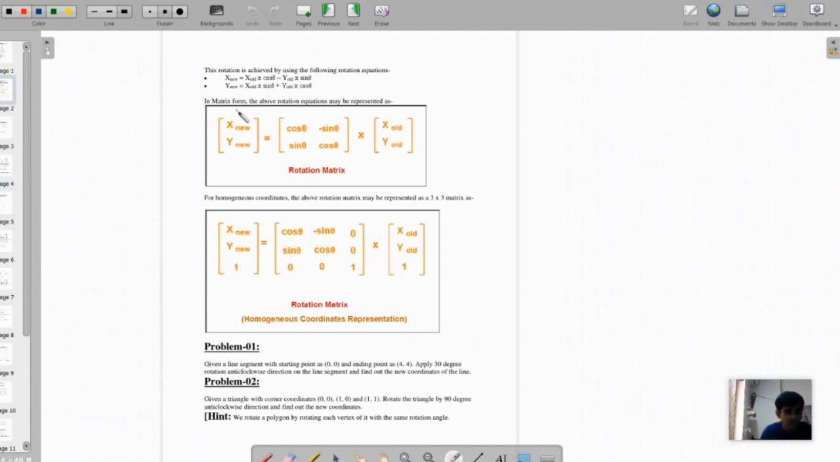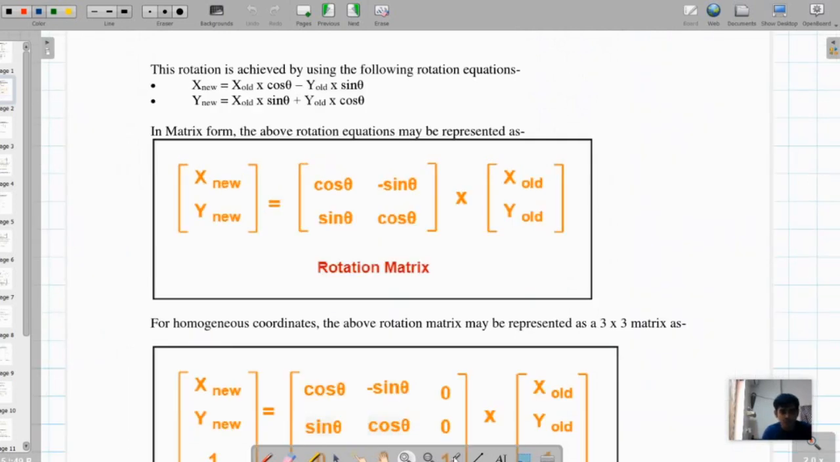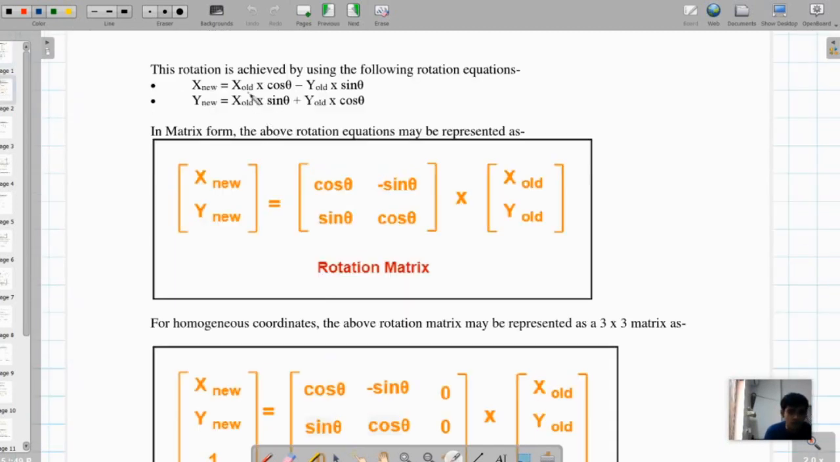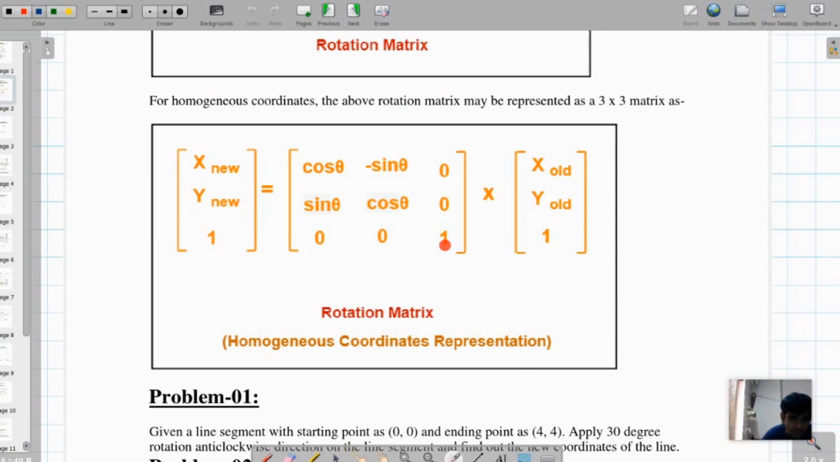rotation. You can see here that, as we have discussed, capital X new equals capital X old multiplied with x. The small x is basically the distance to the point in question from the origin, which was r. Now, in this reading material, r is being expressed as small x. Now, this is your rotation matrix without the homogeneous coordinate system being involved, and this is your rotation matrix as we have derived using the homogeneous matrix.